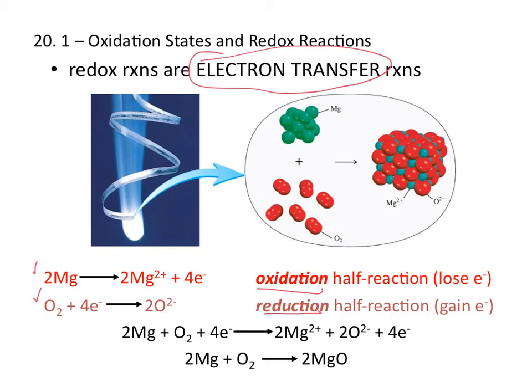So if we look here at this example, we have magnesium, which is in its zero oxidation state, a metal state, and it's going to its +2 charged oxidation state. So what has happened here is this magnesium has gone from a zero oxidation state to a +2 oxidation state. So it has lost electrons. Notice the electrons here are being shown as being lost.